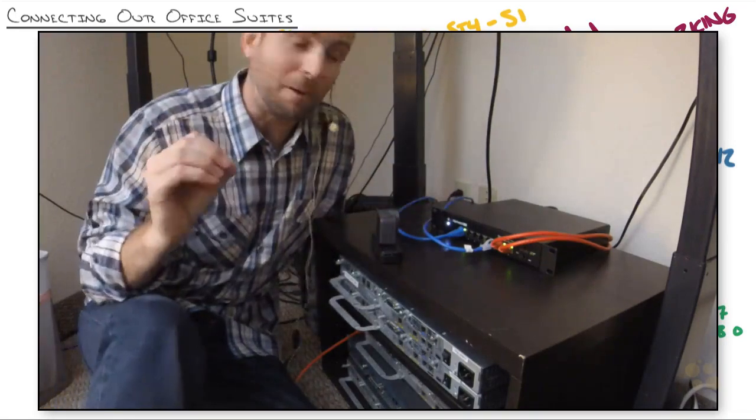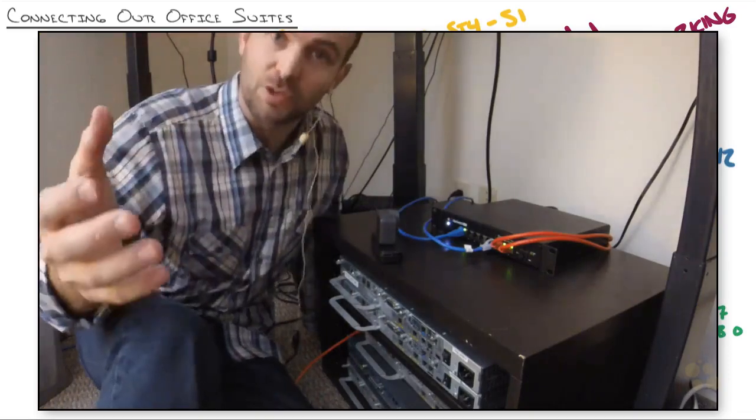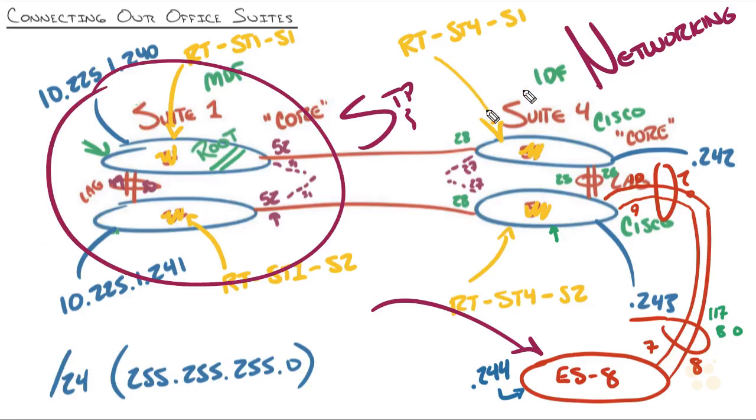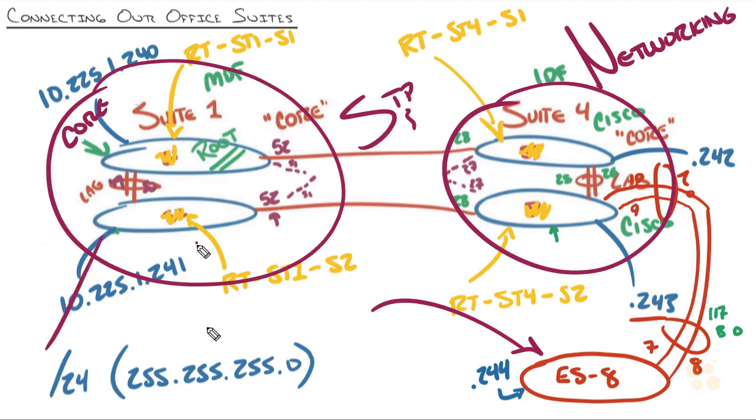The second thing it represents is an additional switch in the IT room. Meaning, up till now, I've been calling these and these the core of each office suite. Suite 1 has a core of 2 switches, and that's these guys, and then the access switches would connect from there. Suite 4 has a core of these 2 switches, and then the access switches would connect from there.